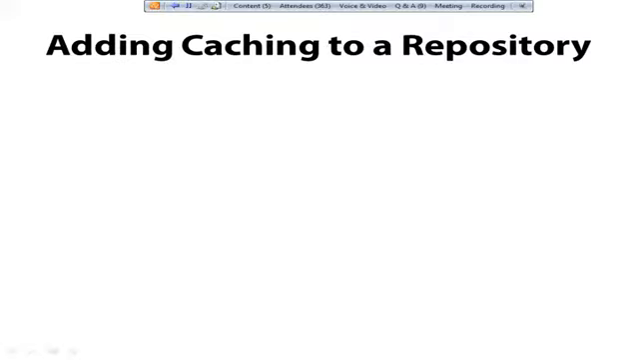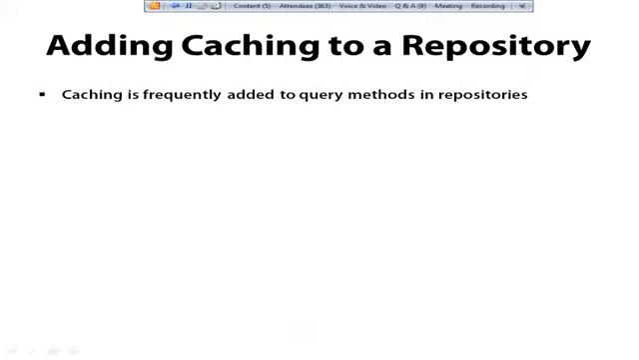Now, it's very common when you write a data access layer or a repository to go in and tune it and say, you know what, this method isn't quite as quick as it could be, that data doesn't change, let's add some caching. And you just go right into that code and add some caching to it.